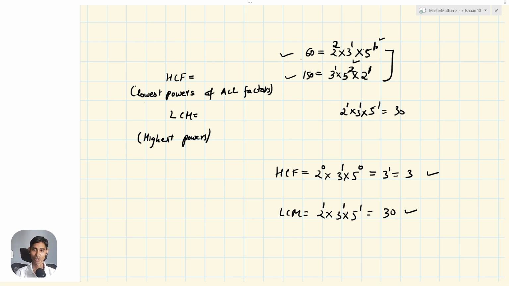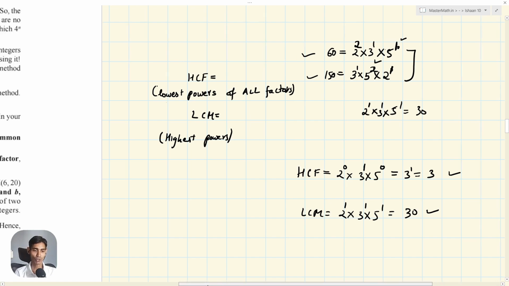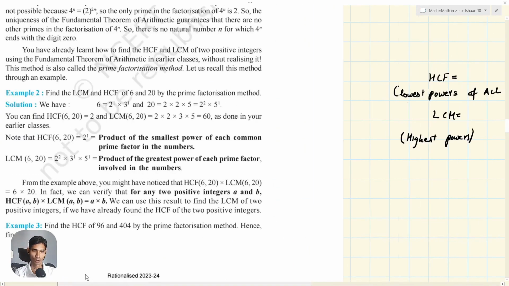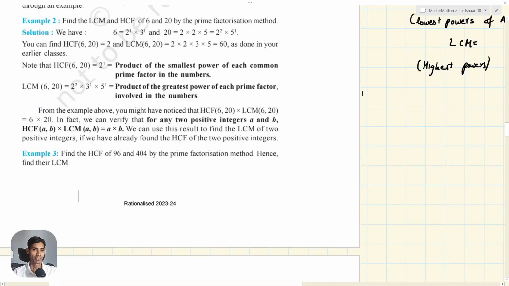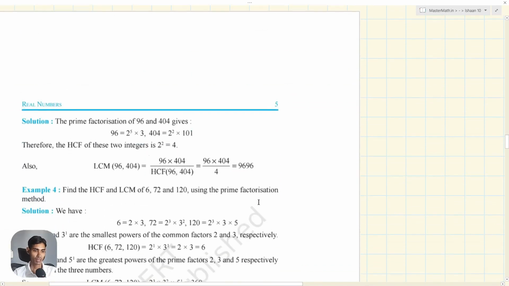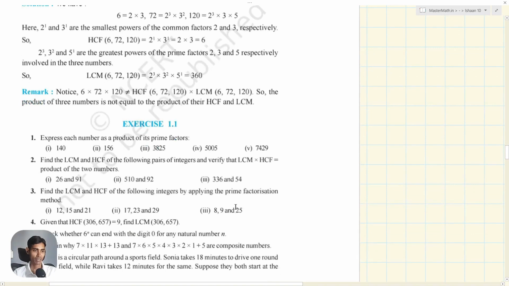Okay, sir, or still confused? No, sir. Okay. And same goes for LCM. We should take all the highest. We'll do a few questions. You would become more confident here. Okay. This is finding HCF and LCM.